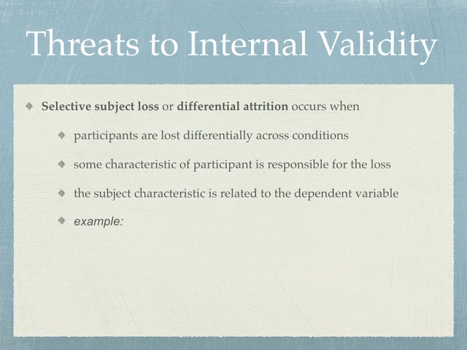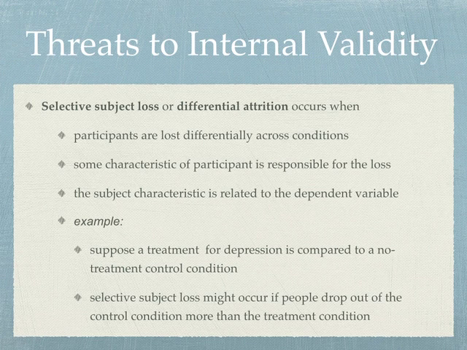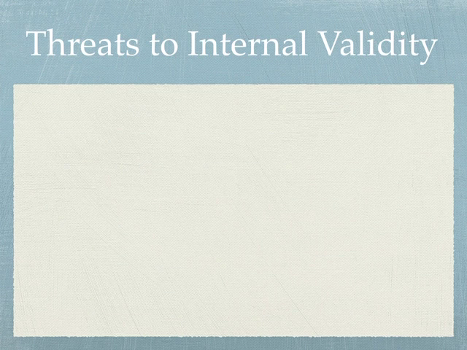Another example would be, suppose a treatment for depression is compared to a non-treatment control condition. Selective subject loss might occur if people drop out of the control condition more than the treatment condition. That would be a problem. Again, we've created a situation where these groups are no longer equal.